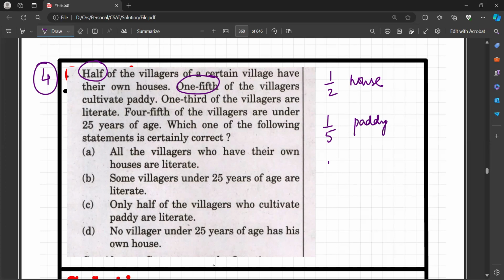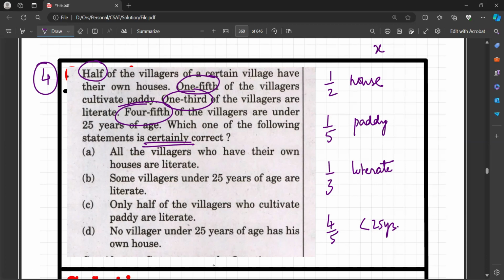1/3 of the villagers are literate. 4/5 of the villagers are under 25 years of age. So how many fractions are there? 4 fractions are there. Which one of the following statements is certainly correct? It has to be absolutely correct. So here we will not assume x.